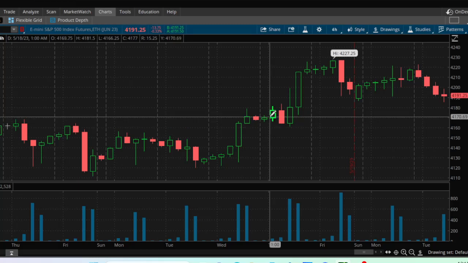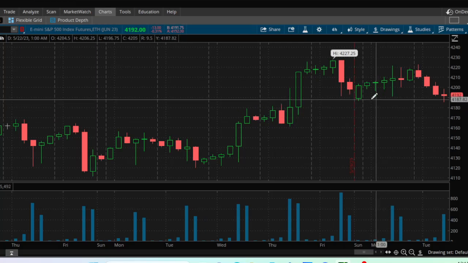So Purge and Revert, what do we need for a Purge and Revert setup? Well, let's think about the name, purge and revert. That means we want to see price purge a key liquidity pool and then revert in the opposing direction to take out opposing liquidity. So this was a buying scenario, which means that we want to see it purge sell side liquidity and then revert within that range to take out buy side liquidity.